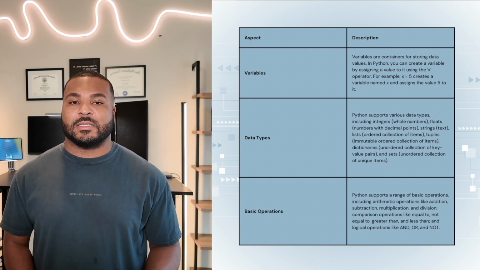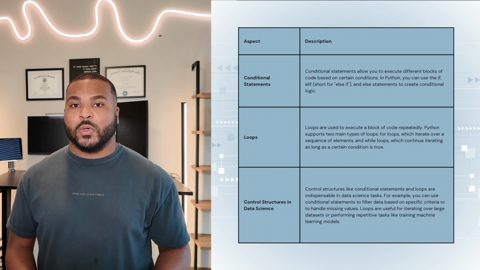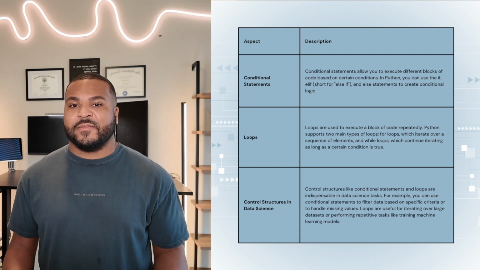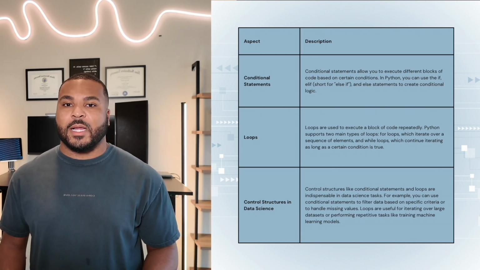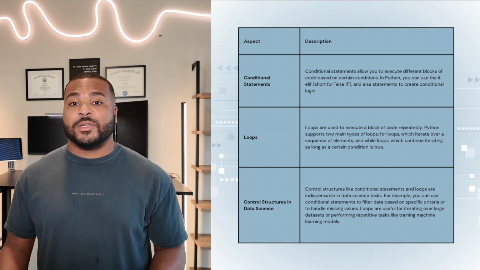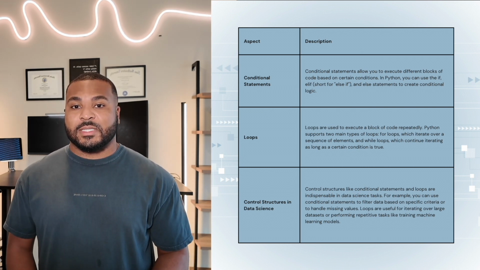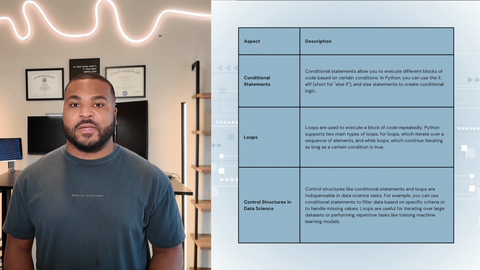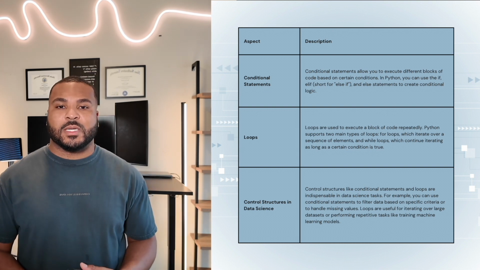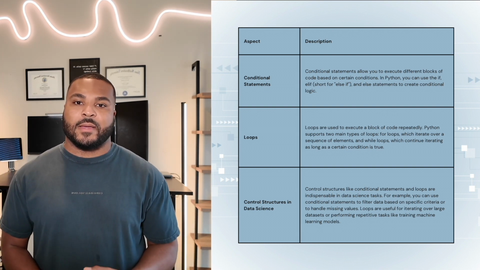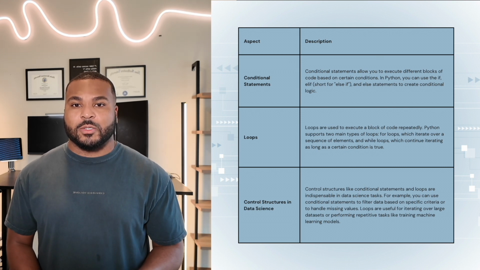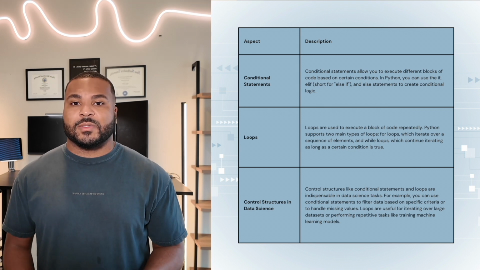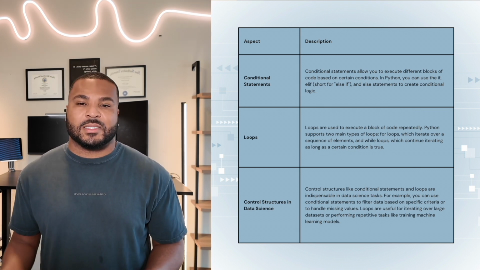Conditional statements in Python allow you to control the flow of your program based on certain conditions. The most basic form is the if statement, which checks a condition and executes a block of code if the condition is true. You can also use else if to add additional conditions to check if the first condition is false, and else to execute a block of code if none of the previous conditions are true. Loops allow you to repeat a block of code multiple times. In Python, you can use a for loop to iterate over a sequence of elements, such as lists or strings. You can also use a while loop to continue iterating as long as a certain condition is true.